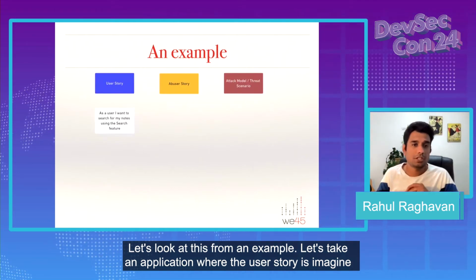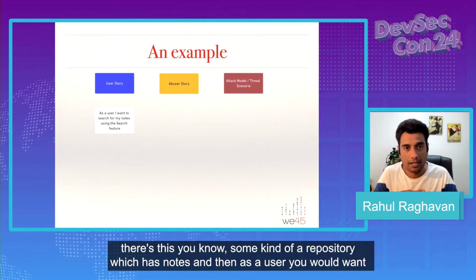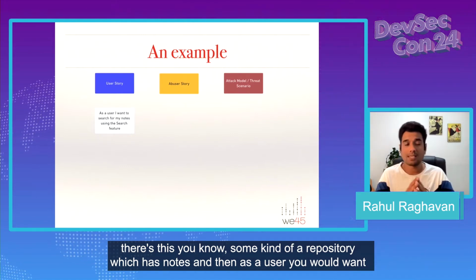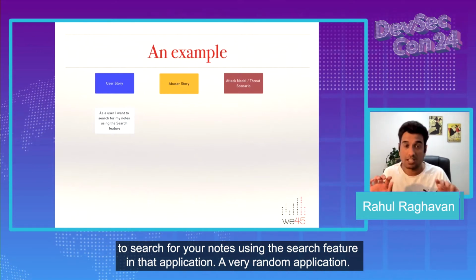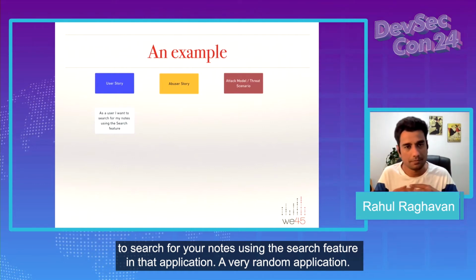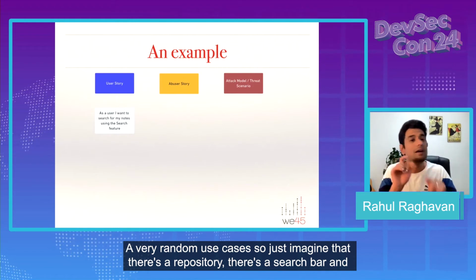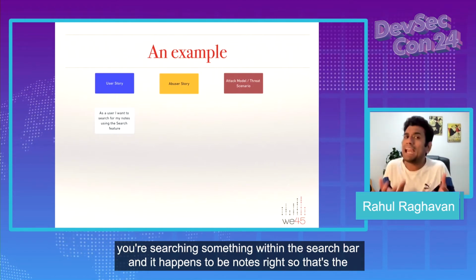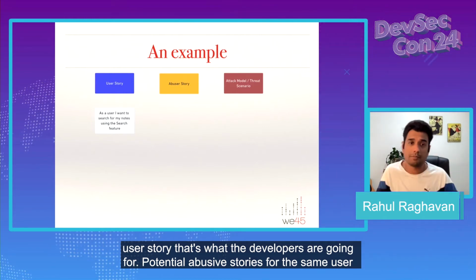Let's take an application where the user story is, imagine there's some kind of a repository which has notes. And then as a user, you would want to search for your notes using the search feature in that application. A very random application, a very random use case. So just imagine that there's a repository, there's a search bar, and you're searching for something within the search bar, and it happens to be notes, right? So that's a user story. That's what the developers are going for.